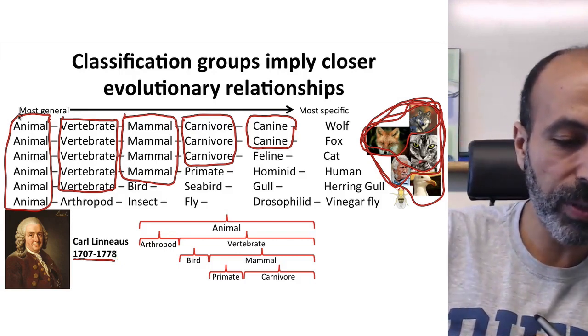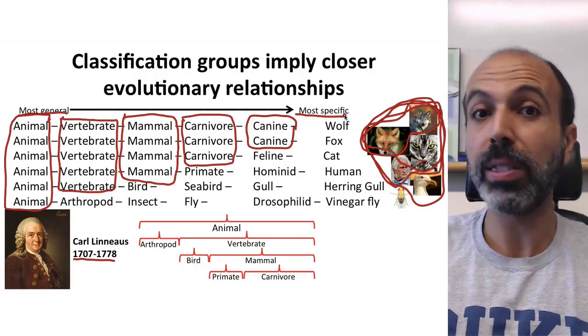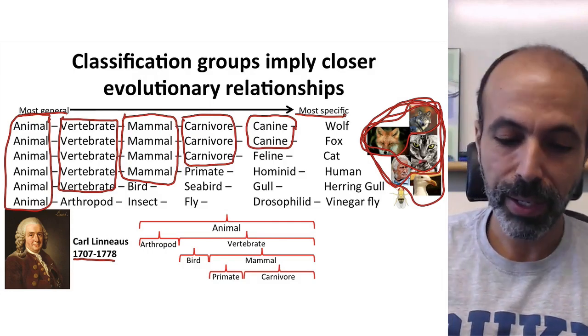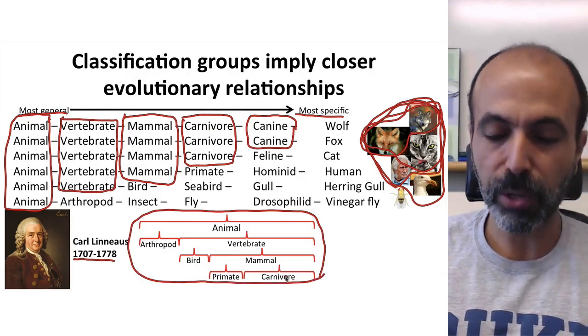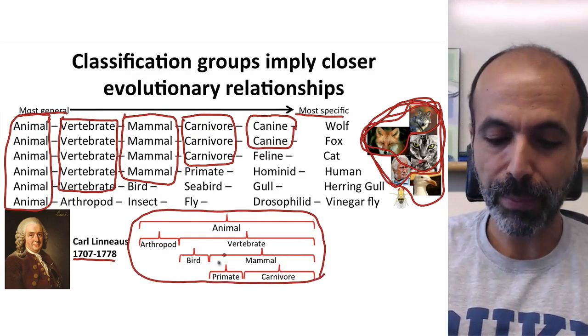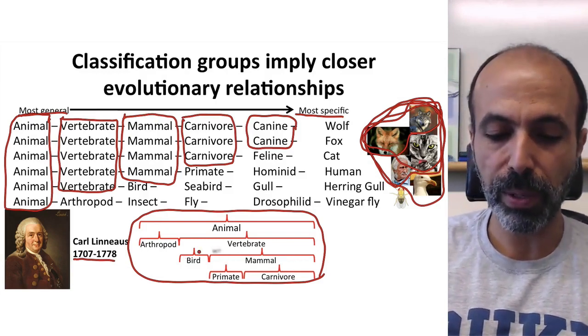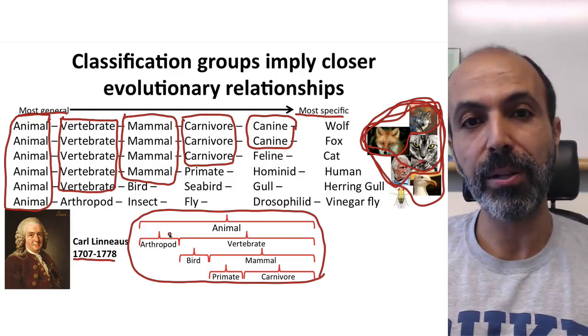And you see it goes from the most general down to the most specific. Right? You see the different groups have different things in common. And we see this in this diagram that I made here, right? That carnivores have more in common with each other than they do with primates, like us. Mammals have more in common with each other than they do with birds. Vertebrates have more in common with each other than they do with arthropods, etc.